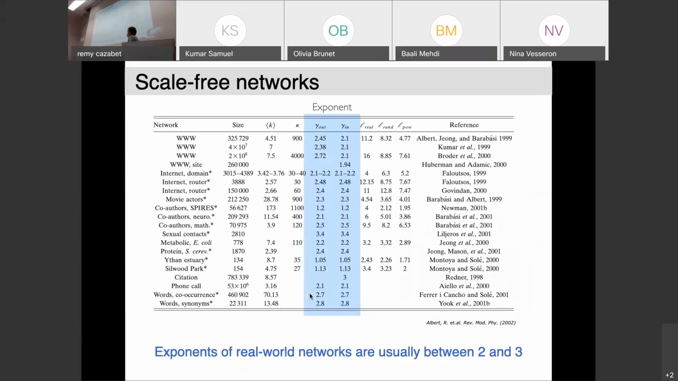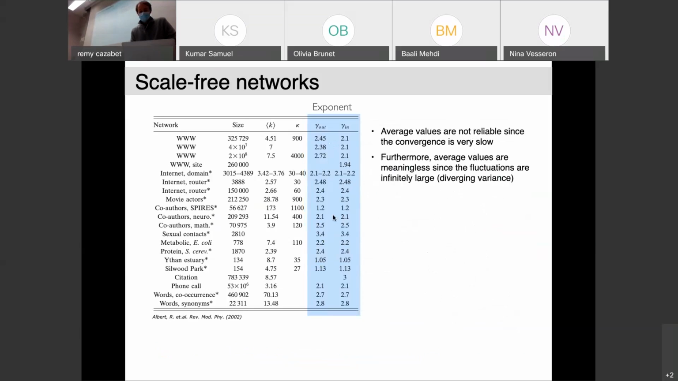Okay, so let's do that on some real network. So I take all these networks as usual, and I compute the exponent. And what I observed is that in many cases, the values are between 2 and 3. Right? So you have some exceptions where it's 1, a few above 3, but many of them are between 2 and 3. Usually we compute also the average degree, but this average degree is not very reliable since the convergence is very slow, as we have seen, and we have this infinite variance.